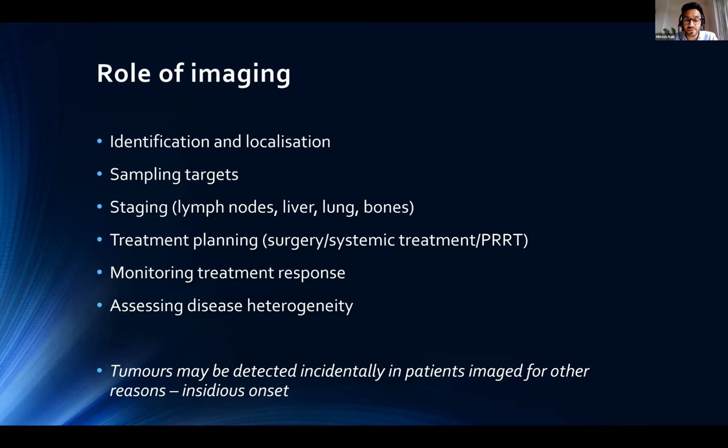Disease heterogeneity is a concept that you're all familiar with, I'm sure, but neuroendocrine tumors really vary in terms of their biological behavior. And what this essentially means is on imaging, they don't all follow the same signature across both structural and functional imaging. And therefore, using a combination of these modalities is really quite fundamental to help prognosticate. And in addition, in imaging, more often than not, especially in the low-grade neuroendocrine tumors, which are non-functioning, these tumors may be detected incidentally in patients that are scanned for other reasons, pertinent because of their insidious onset.